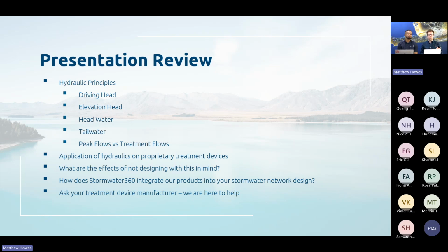We've discussed what headwater and tailwater are and how that impacts both on the treatment device and how the treatment device impacts on the rest of the network. And we've discussed peak flows versus treatment flows and how that all applies when we're designing our Stormwater360 treatment devices. The main takeaway through all of this is do come to us and ask us for our help. We are here to help. It's in everyone's best interests that we provide as good a solution as we can, both for the project from an economics perspective, but also for the environment and meeting the environmental outcomes.